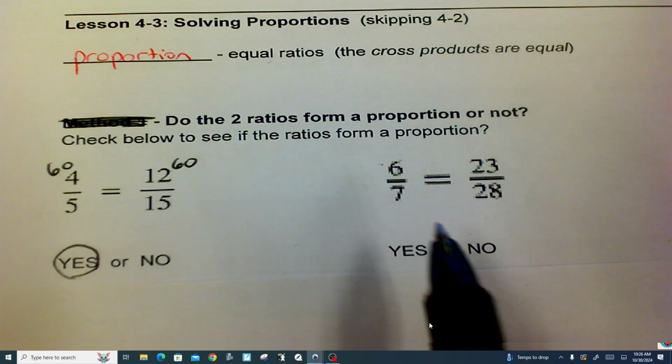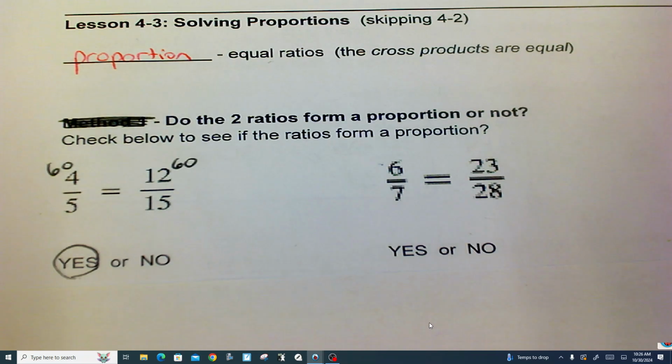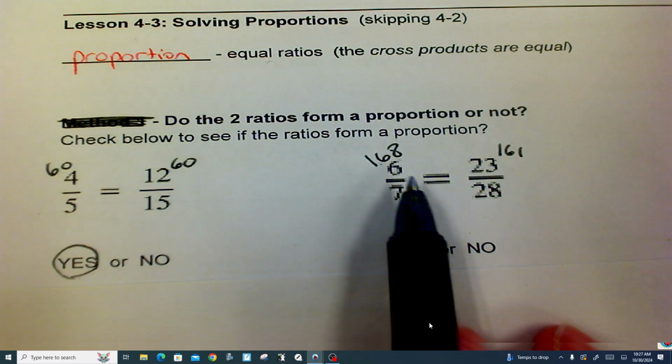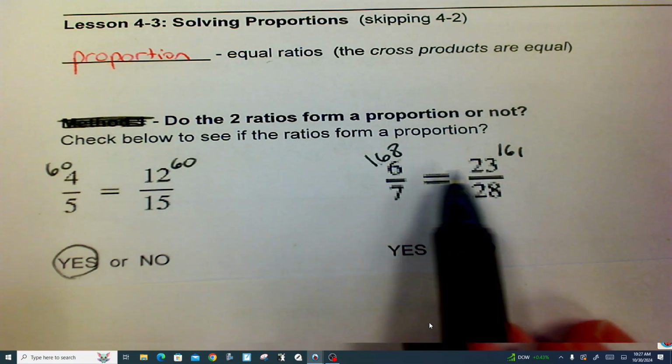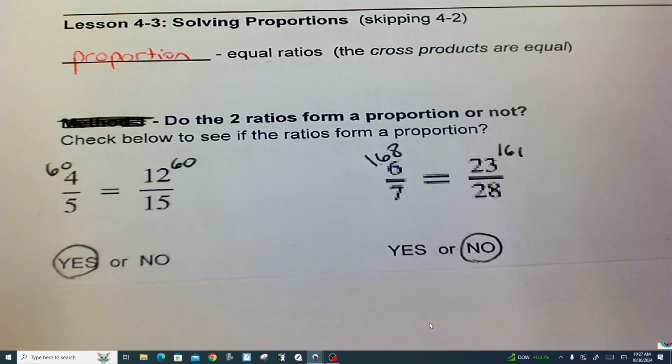Okay? Now, what happens when you don't get the same cross products? So let's go do this. 6 times 28. So that'd be 168, and then 7 times 23. Because these products, the answers to the multiplication we just did, are different, we would say no, those two fractions do not equal a proportion.